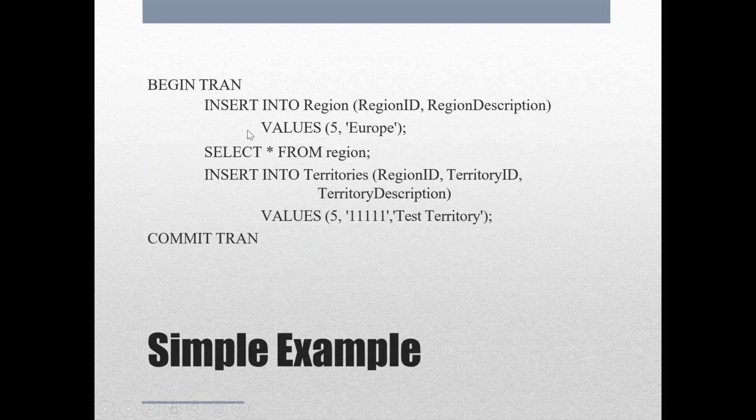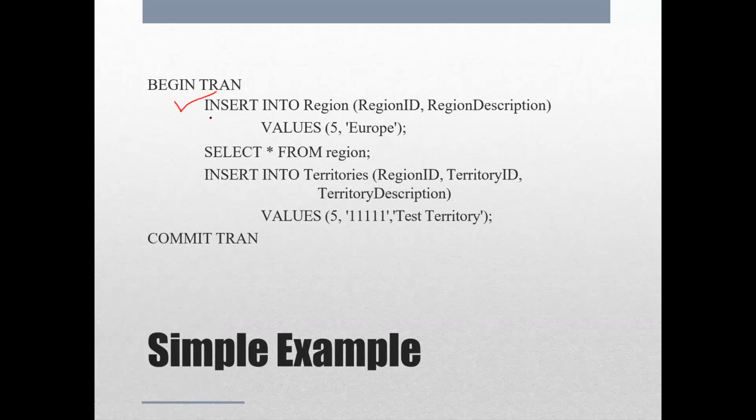So you place these two values inside the region, and select star from region, insert into territories. So they are inserting something, values, and this commit transaction. This will make it a complete transaction. And you know, this transaction contains 1, 2, and 3. So we now have three statements inside that.